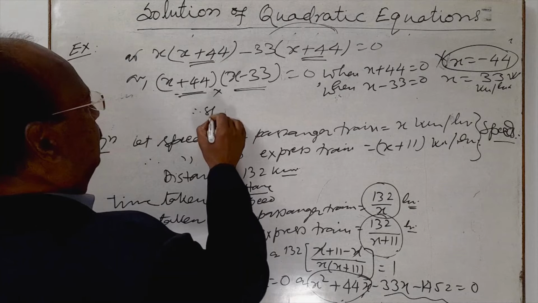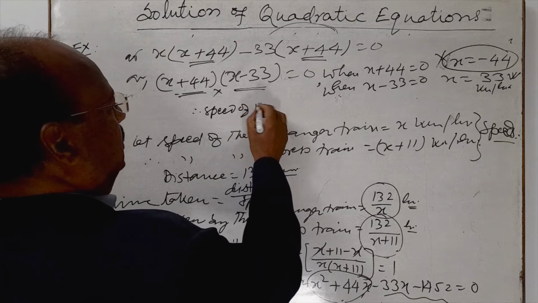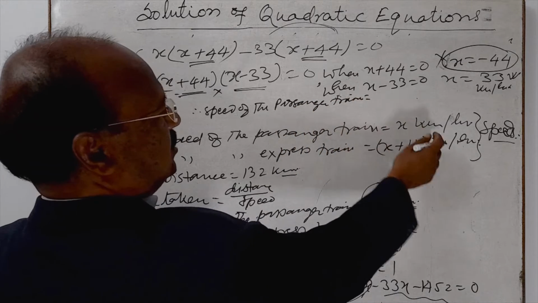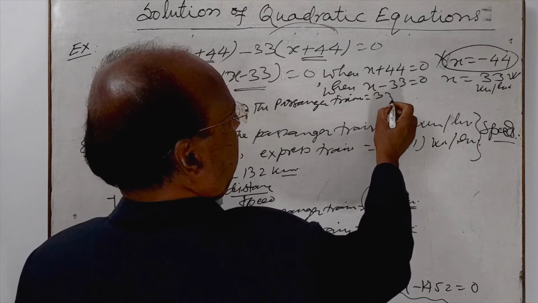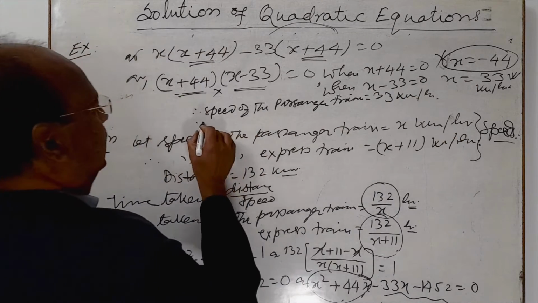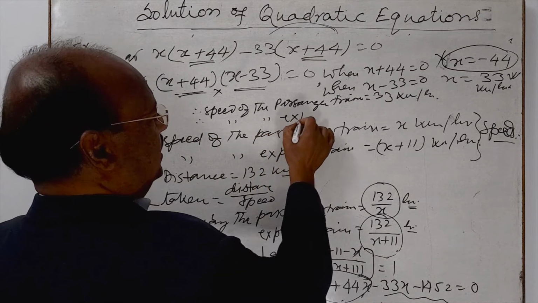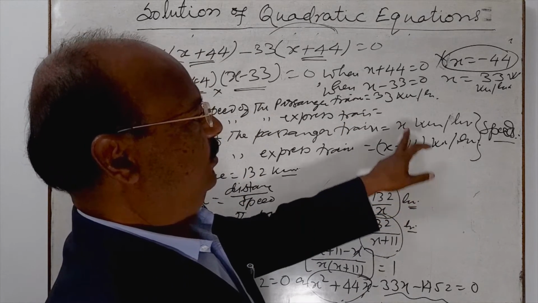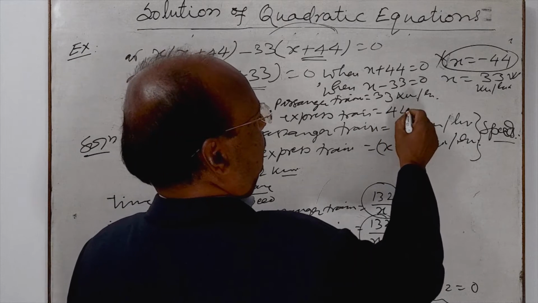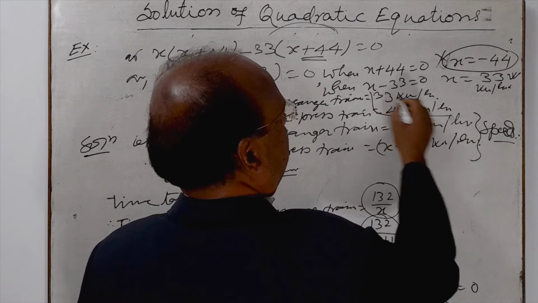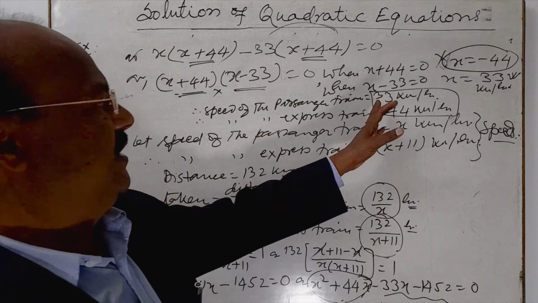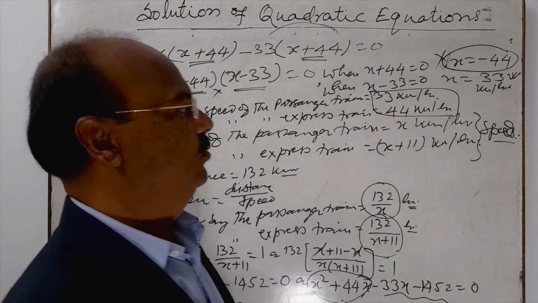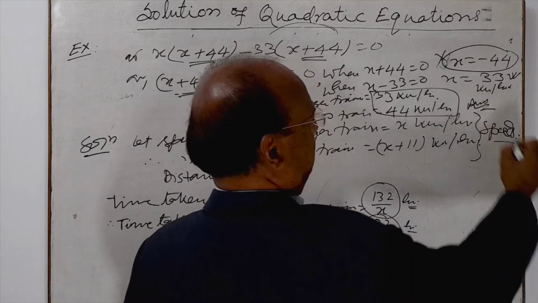So here we are getting therefore speed of the passenger train, which we have supposed x is how much? 33 kilometer per hour, and speed of the express train is equal to how much? x plus 11 means 33 plus 11 means 44 kilometer per hour. So this is the answer. The speed of the passenger train is 33 kilometer per hour and speed of the express train is 44 kilometer per hour. So in this way we can get the answer.